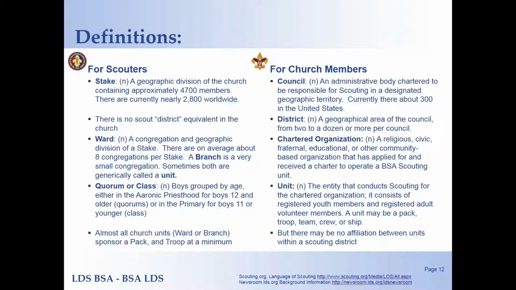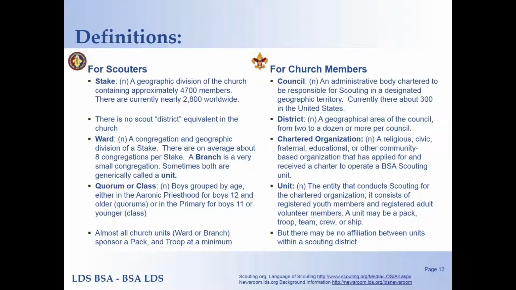Within each ward or branch, there's a quorum or class. Boys are grouped by age, either in what's called the Aaronic priesthood for boys 12 or older, or in the primary for boys 11 or younger. Almost all church units, whether they're a ward or a branch, sponsor a pack and a troop at a minimum.